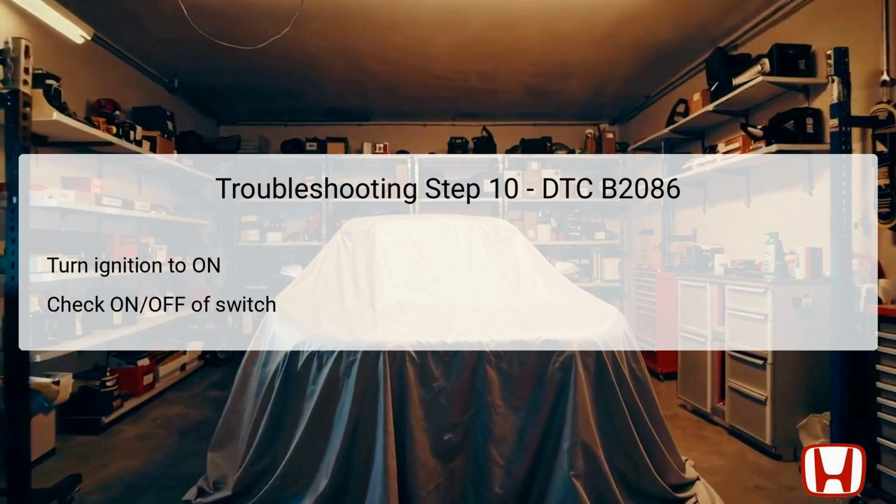Next, you will switch the ignition back to the on position while ensuring that the right power sliding door rear latch connector B remains disconnected. This setup allows you to check the on-off status of the right power slide door full latch switch again.